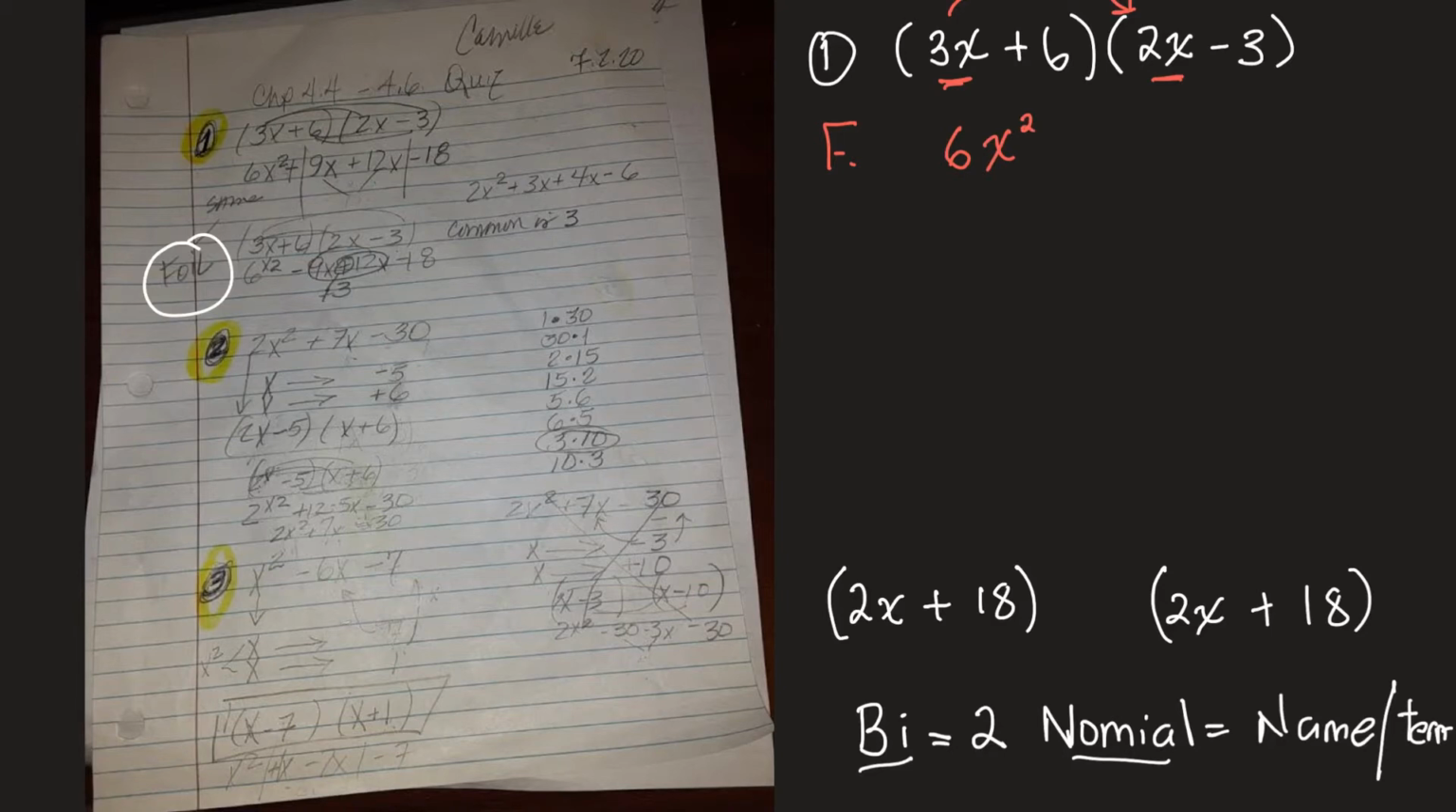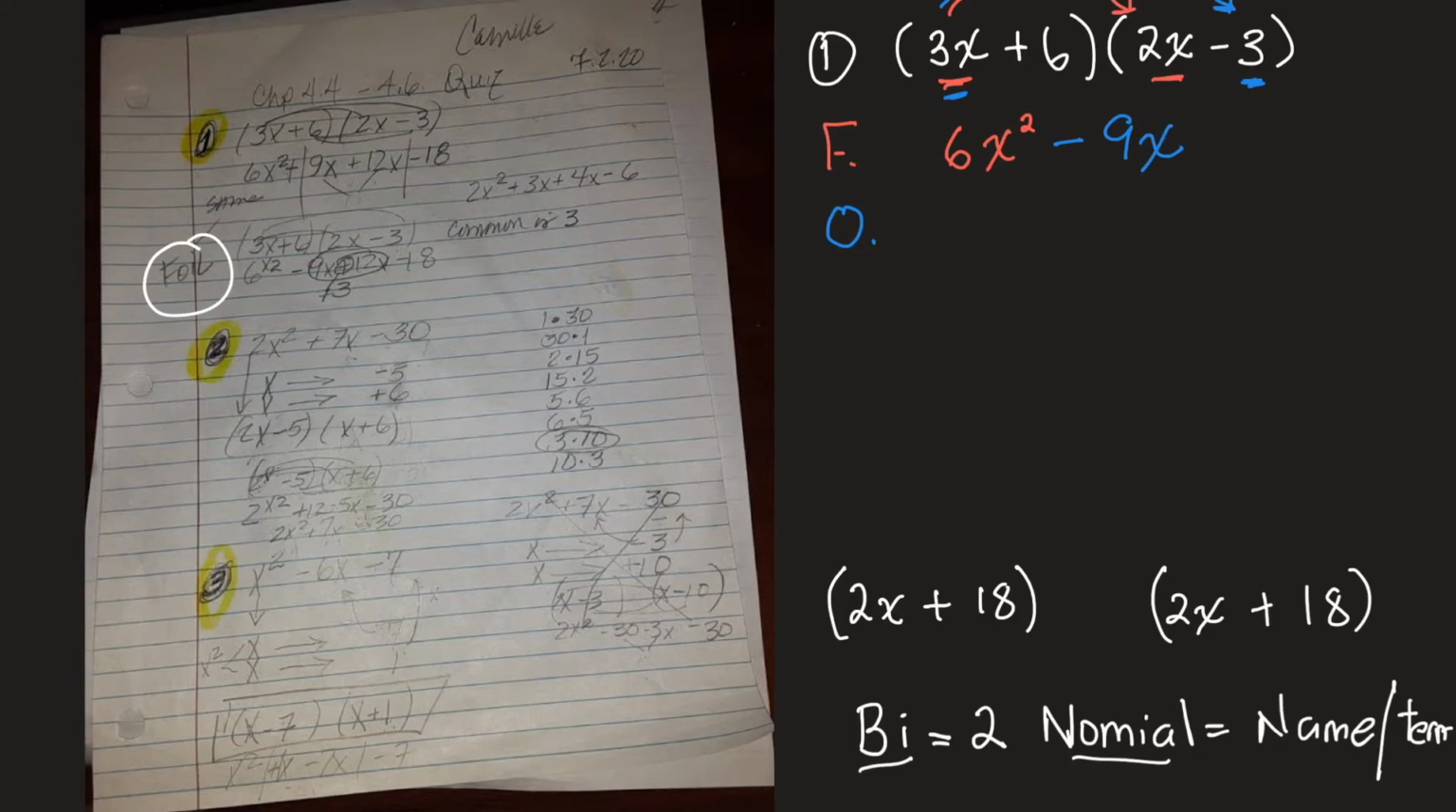And then you do the outside terms. So outside would mean the farthest outside here, which would be 3x again. And you would multiply that times the outside over here, which is the negative 3. Okay? So 3 times negative 3 is negative 9, and you have your x, really an invisible 1 next to the 3, so you just leave it as x: negative 9x. All right?